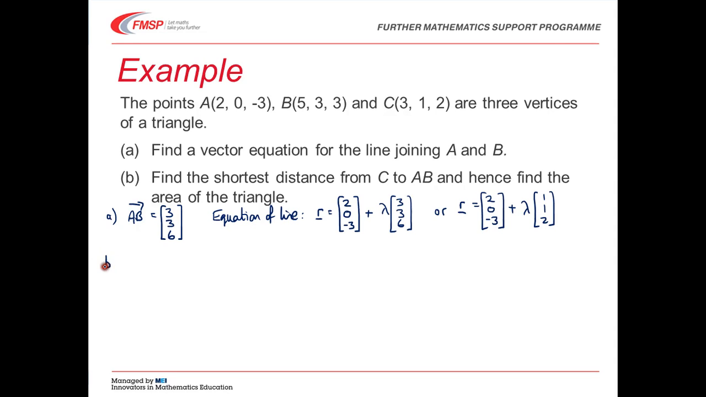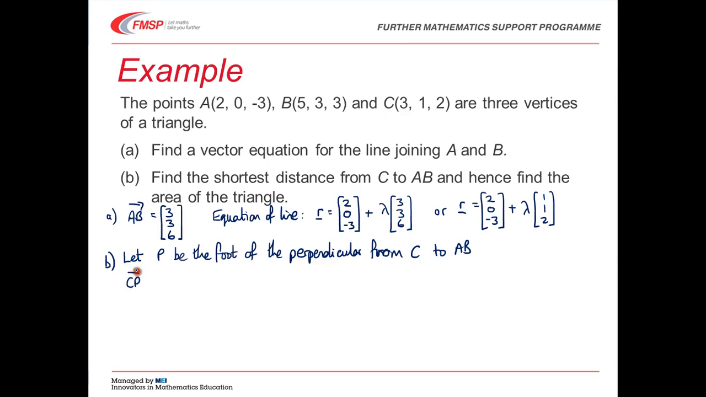For part B, it says find the shortest distance from C to AB and hence find the area of the triangle. There's a bit of a hint there, hence find the area of the triangle, I need a perpendicular height, and of course the shortest distance from C to AB is indeed the perpendicular height of my triangle. So I'm going to define the point P to be the foot of the perpendicular from C to AB.